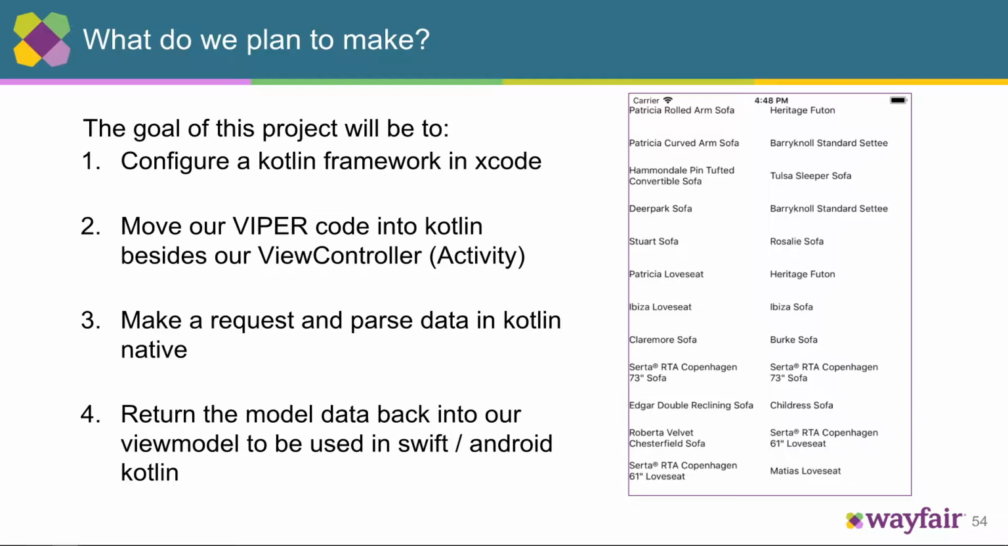And then we wanted to make a request and parse data in Kotlin Native, and then finally return the model of data back into our view model, which would then be set up in Swift in our view controller, or activity or whatever you would call it on the Android side. So the goal was to get this to present at the end, which is just requesting from Wayfair a list of products. These are just a bunch of different sofa names and having them print out as labels on an app.